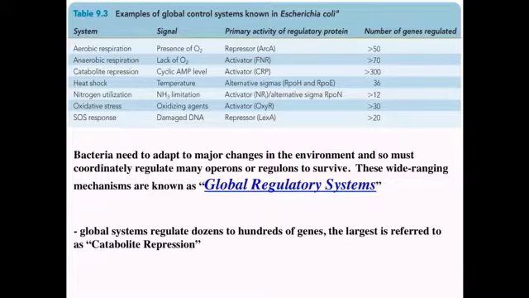But instead, I want to use what's probably really the king, or queen maybe, of all of the global regulatory systems, called catabolite repression. If you look at this table, it's obvious to see that catabolite repression, which we're about to talk about, has the widest degree of control of gene expression in the bacterial chromosome. More than 300 genes in E. coli, genes and or operons, are regulated in this global regulatory system. We're going to talk about one called catabolite repression.